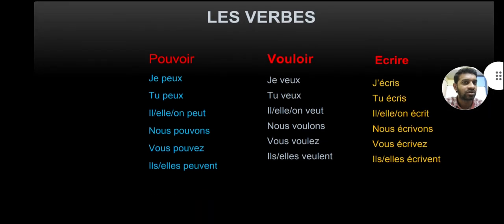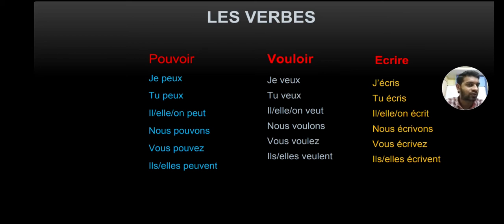Okay, so here we got the other verbs: pouvoir, vouloir, and écrire. These verbs will be used in the lesson, and they are totally irregular. So you've got to remember the conjugation. We already did this in 7th standard. Pouvoir, can or able to.